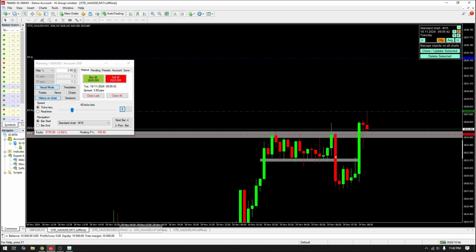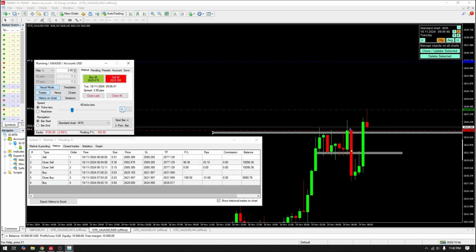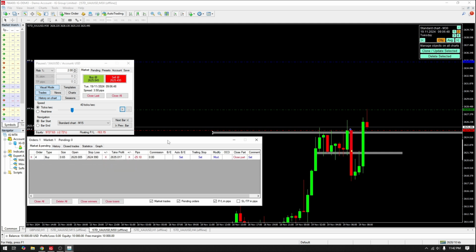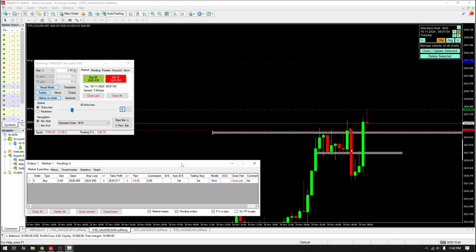So we're looking for continuation. So we got these trades here. Right, so I like the fact that that candle came down and started testing its own low. Doesn't look good for it at all. Okay.